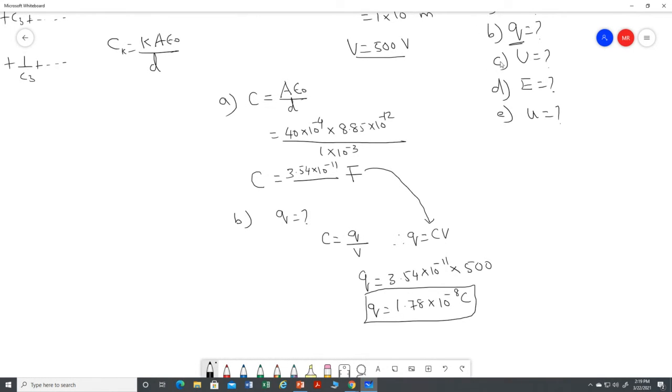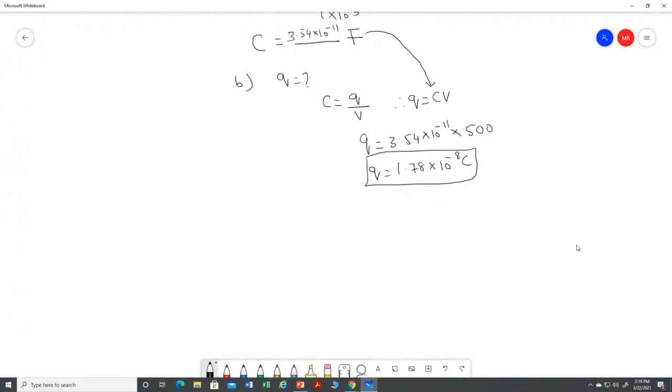Okay, what is our third? We have to find the energy stored. So we have two formulas. What are the two formulas we have for the energy? We have two formulas: U is equal to CV squared over 2 and also U is equal to Q squared over 2C. Am I right? Choose any one of the formulas. Your answer will be the same.